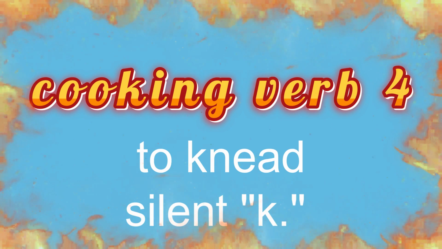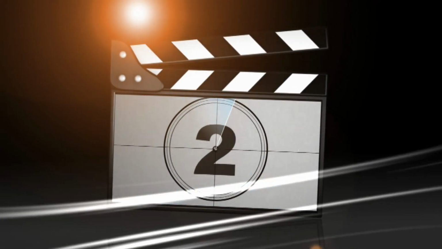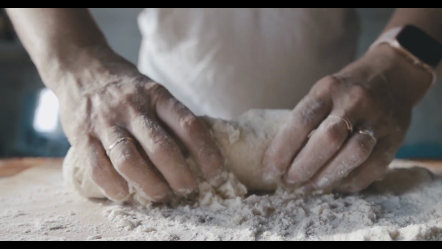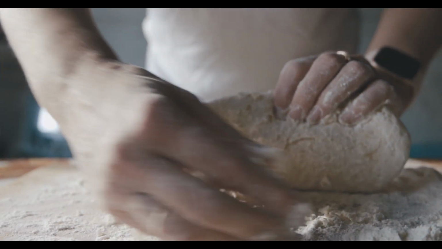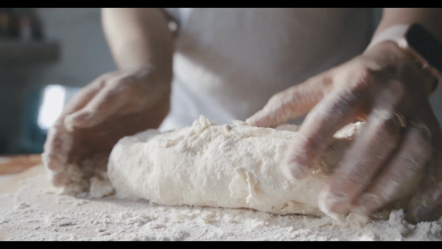Cooking verb number 4. To knead. Knead. Let's look at someone kneading flour. Action. He is kneading flour. Maybe he's making a bread. That's what it means to knead.